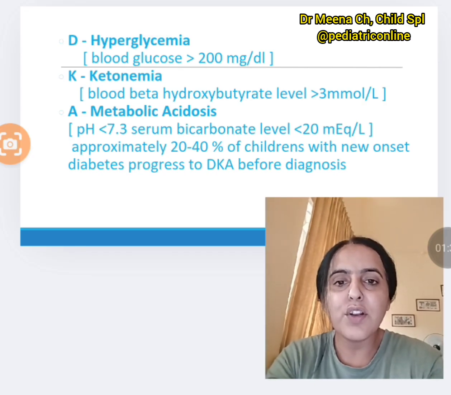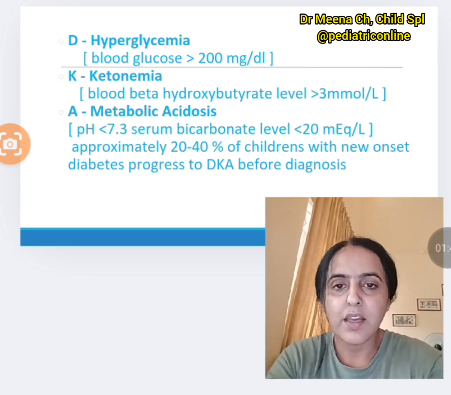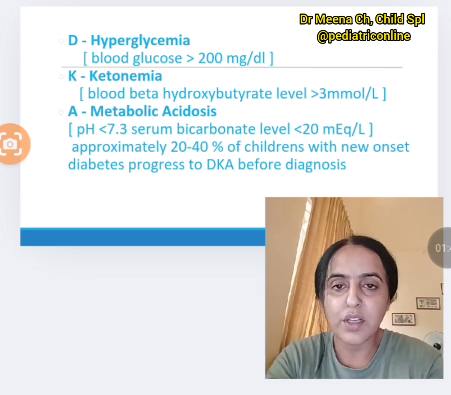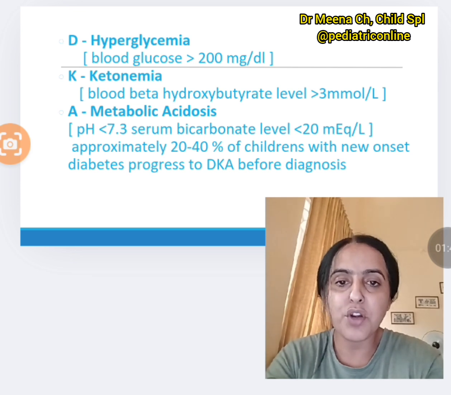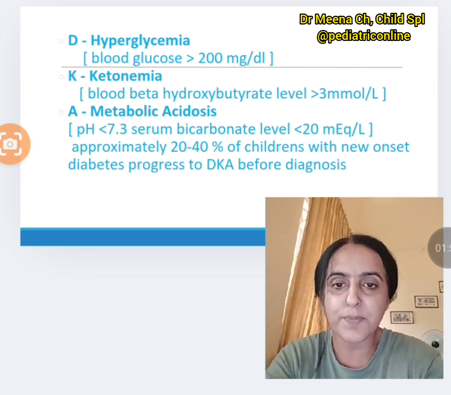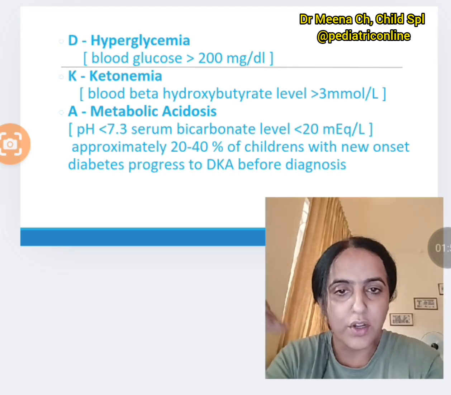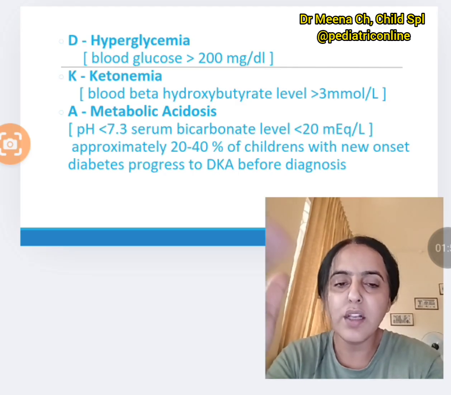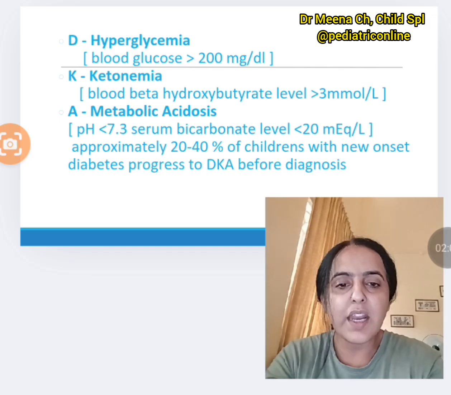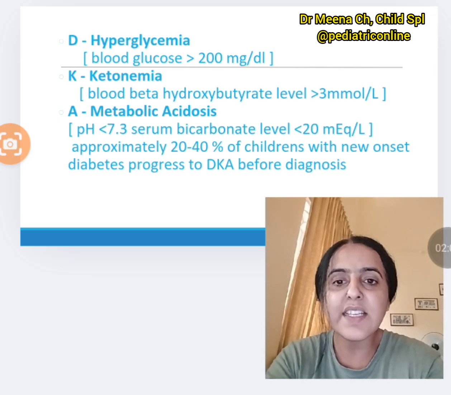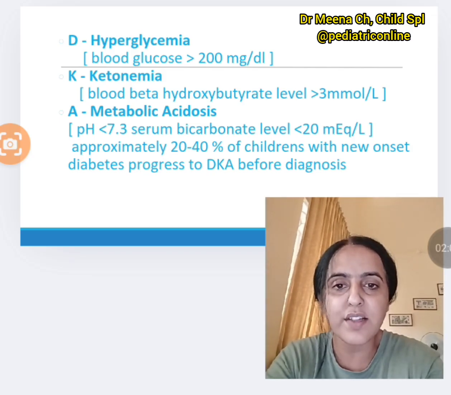There are raised levels of ketone bodies in the blood, corresponding to which there are ketone bodies present in the urine. So blood beta hydroxybutyrate levels are more than 3 millimoles per liter, but on a routine basis, we don't get the level of ketone bodies done in the blood. Instead, we do urine analysis for ketone bodies. And the third is A. A is acidosis. It is metabolic acidosis.